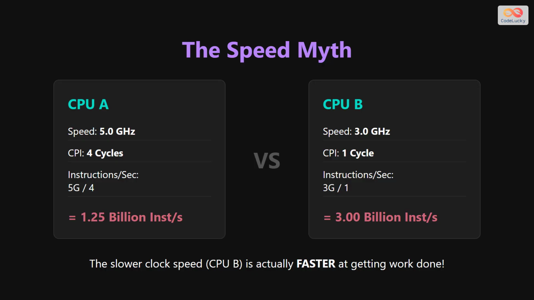This busts the common myth that higher clock speed is always better. Look at this example. CPU A is faster at 5 GHz but needs 4 cycles per instruction. CPU B is slower at 3 GHz but is super efficient, needing only 1 cycle per instruction. The result? The slower CPU B actually processes more instructions per second.